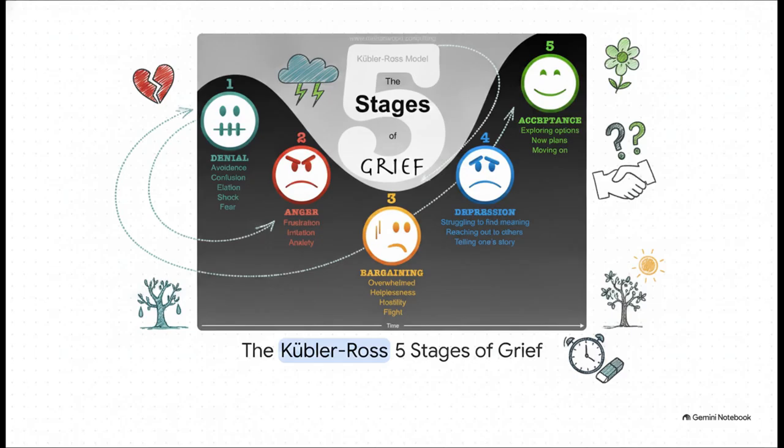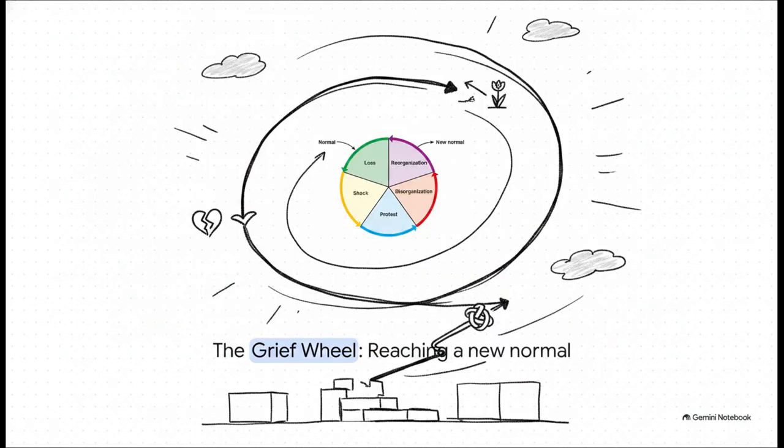People bounce around between these stages constantly, and understanding that nonlinear progression forms the absolute bedrock of a good grief assessment. And that messy, nonlinear reality is echoed perfectly in the grief wheel. This framework maps the journey from a baseline normal state, spiraling through shock, protest, disorganization, and reorganization before finally arriving at a new normal.